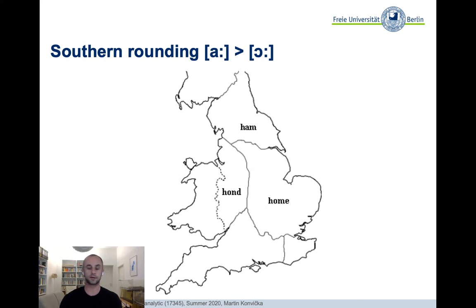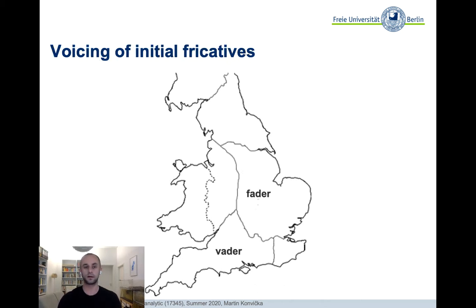The cognate in present-day German would be heim, and we have an R sound in the north and an O sound in the south. And we see that if we go towards the standard English, the southern varieties actually prevailed.